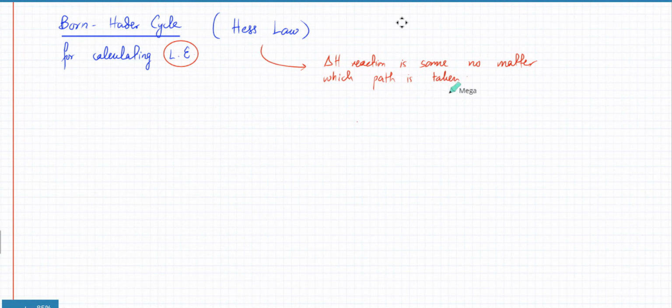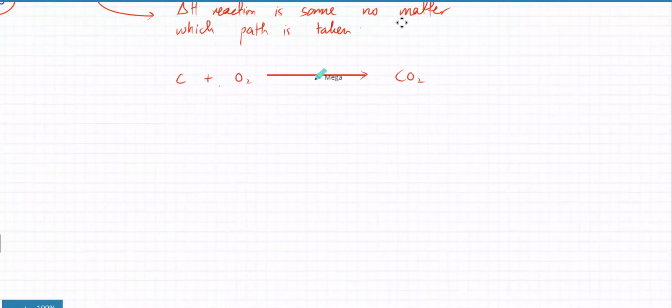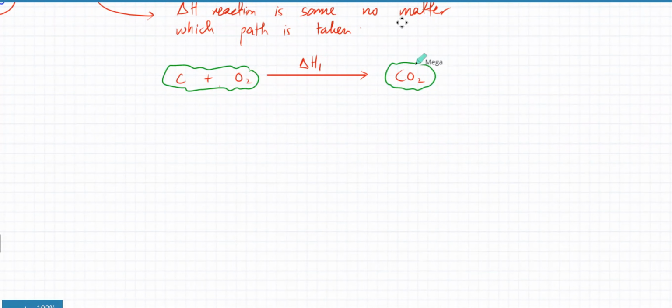So, for example, if I have a reaction that's happening and it's carbon reacting with oxygen and it is producing carbon dioxide. So that is one reaction. And that particular reaction is going to have a certain enthalpy change. Let's call that delta H1. Now, to make carbon dioxide, this is one path. I mean, your starting point is this one, and your end point is this one. You basically want to make carbon dioxide.